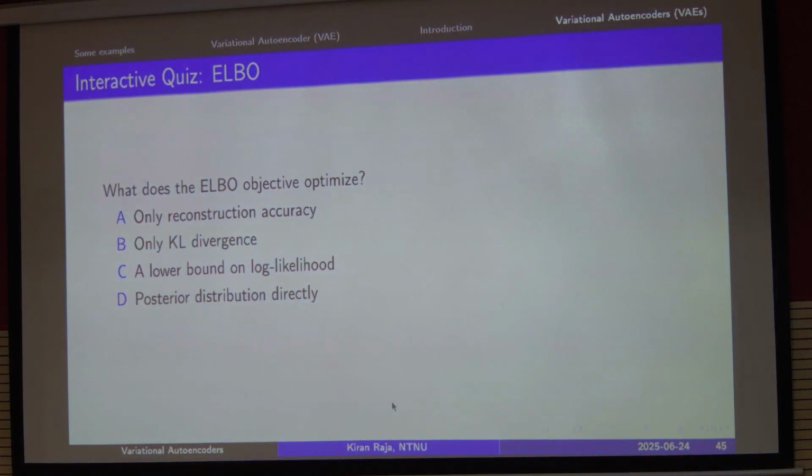Okay, so let's see some of the things that we kind of understood today. So let's take a simple question. Any answers for this one? Are we thinking about the reconstruction accuracy, or thinking about only the KL divergence, or somehow coming up to the point where we can at least give a low? If you have followed the topic.